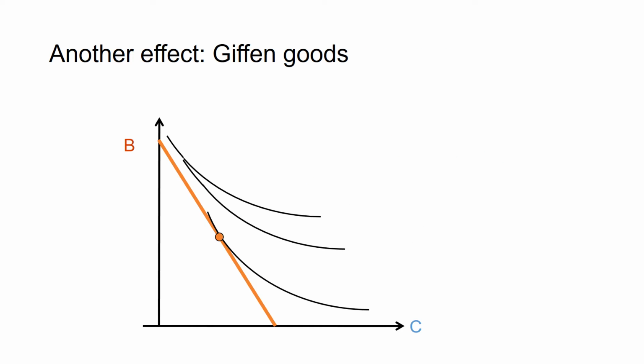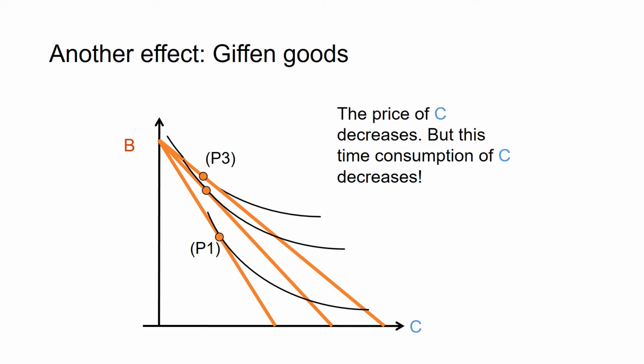Another type of good is called a Giffen good. A Giffen good is the opposite effect. So when the price of C decreases, the Giffen good shows that the quantity demanded for that good tends to decrease as well. So here, the optimal consumption point for the consumer is shifting from P1 to P3, and you see that the consumption of good C tends to decrease between P1 and P3. So when the price of C decreases, the quantity demanded of C decreases as well.